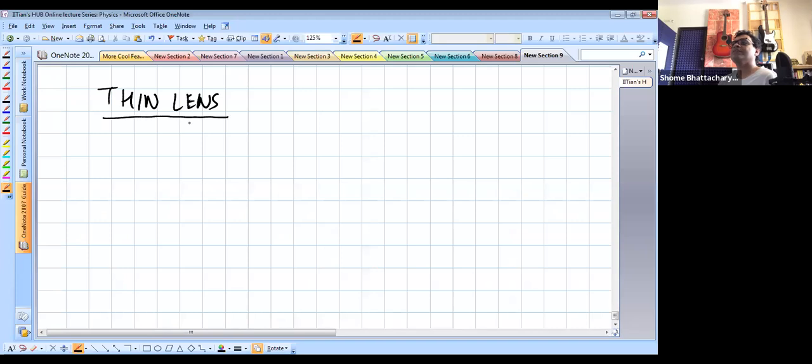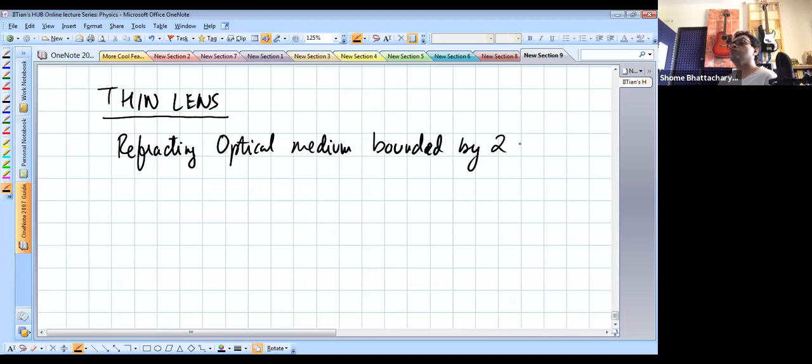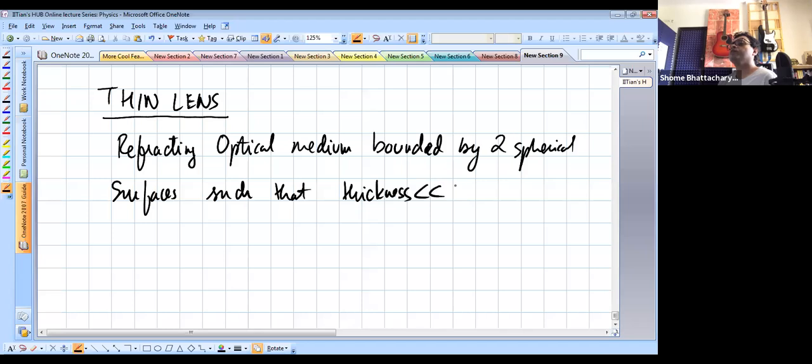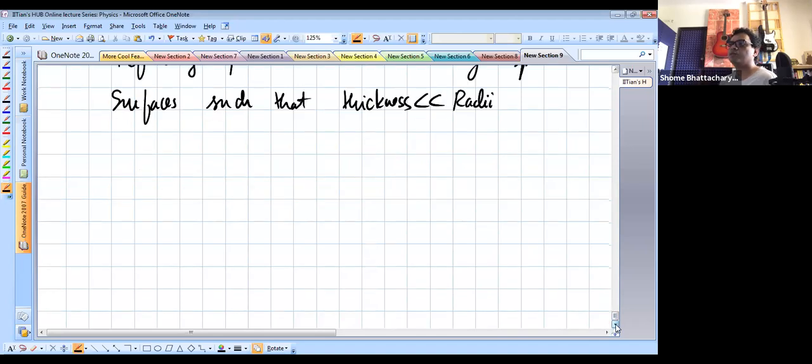So a thin lens by definition, it's a refractive optical medium bounded by typically two spherical surfaces such that the thickness is very small compared to the radii of curvature. That is the definition of a thin lens. Whereas a lens is just any optical medium bounded by two spherical surfaces.